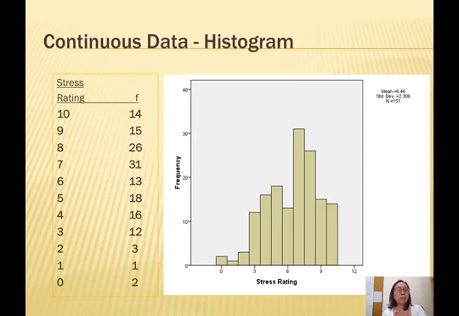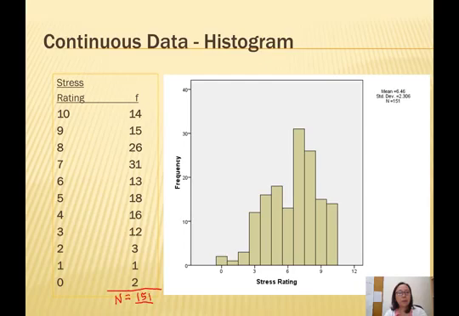Here you see another table of frequencies, and this time we're asking the question about stress rating. So on a scale of 0 to 10, what is your stress level? With 10 being the highest level of stress and 0 being the lowest level of stress. And you can see the frequencies here. These are some big numbers. So what would happen if you added up all the frequencies? What would you get? The total that you would get would be your sample size, or n. And that number, when you add up all together, is going to be 151.